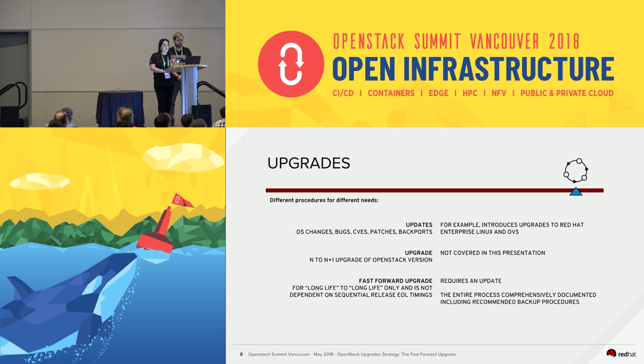Okay, a couple of things that we're going to talk about in this presentation about upgrades. There are different procedures that address different needs. There's the update procedure, focusing on operating system changes. For example, in the case that we're going to talk here, it covers the upgrade of Red Hat Enterprise Linux and OVS. There's also another procedure, which is an upgrade procedure, is what we do to move from one release to the next, the M+1 release.